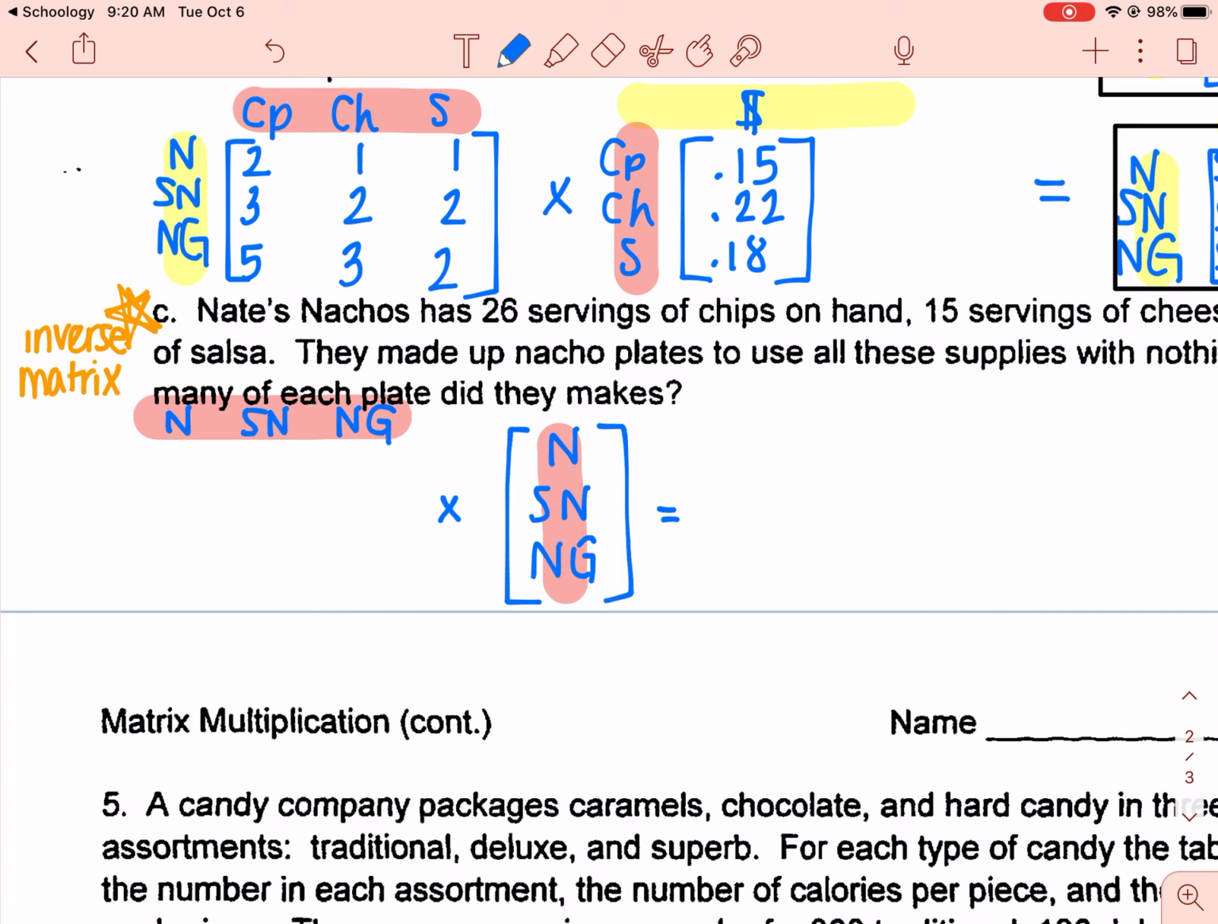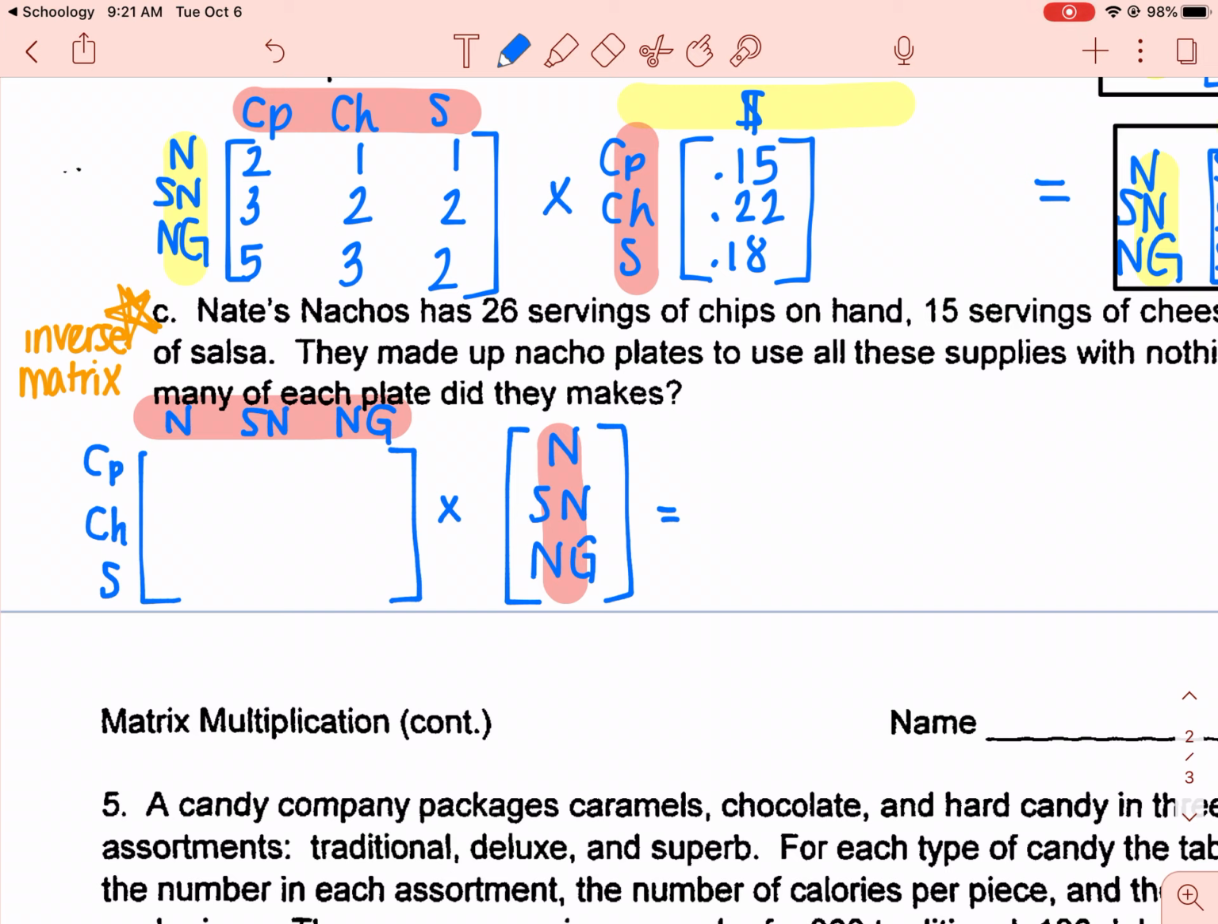And I'm trying to find how many plates of each they make. Well, when I compare nacho, super nacho, nacho grande, I'm actually going to compare it to the chips, the cheese, and the salsa. That's pretty much what we've always compared nacho, super nacho, nacho grande to, because if you look at the chart above, that's where it continues. It matches up with chips, cheese, and salsa. So that's the only matrix I can make from it.